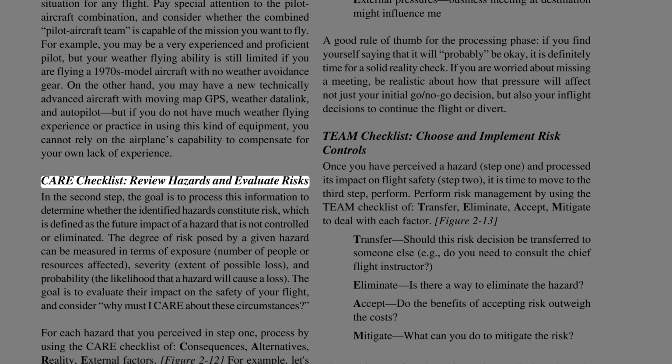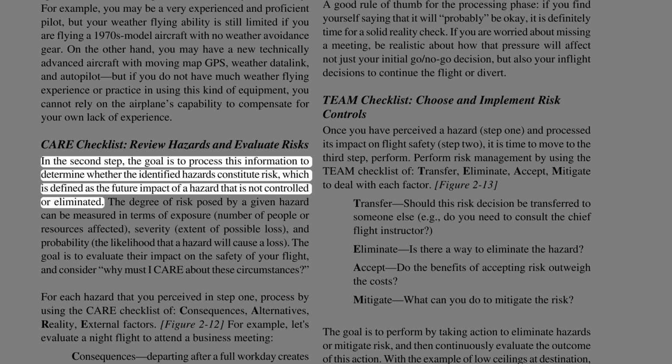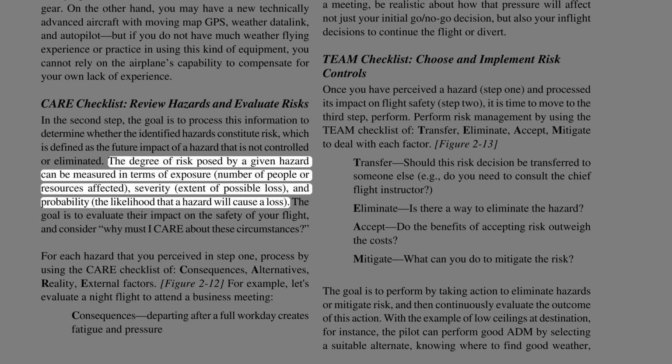CARE checklist. Review hazards and evaluate risk. In the second step, the goal is to process this information to determine whether the identified hazards constitute risk, which is defined as the future impact of a hazard that is not controlled or eliminated. The degree of risk posed by a given hazard can be measured in terms of exposure, number of people or resources affected, severity, extent of possible loss, and probability, the likelihood that a hazard will cause a loss.